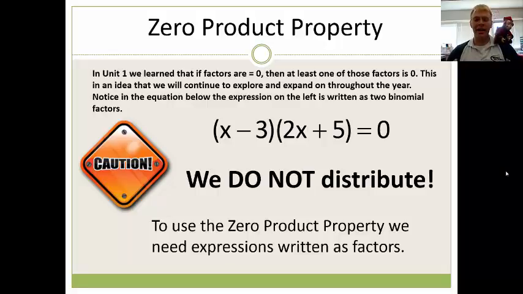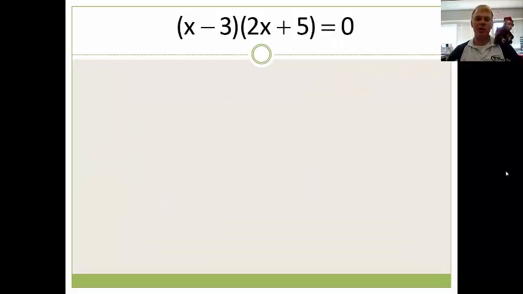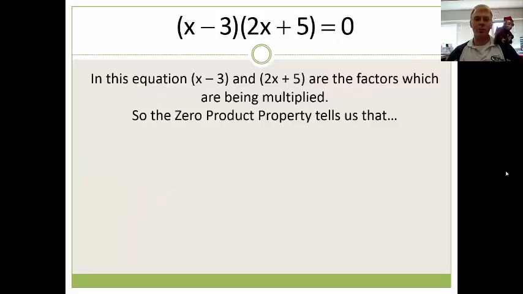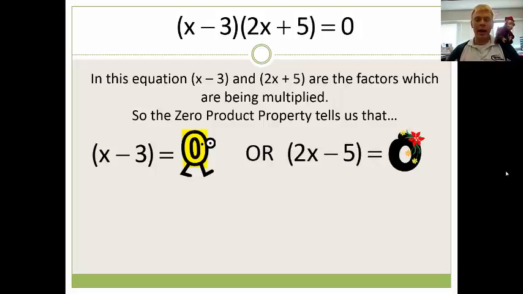So, now that we got that out of the way, let's actually start working with this equation here. So again, what the zero product property is telling us is that x minus 3 is a factor and 2x plus 5 is a factor. And since the product of those two is 0, this tells us that either x minus 3 is equal to 0 or 2x plus 5 is equal to 0. That one of them has to be 0. Since they both contain a variable, we don't know which one is 0, so we have to assume that both of them could be 0.